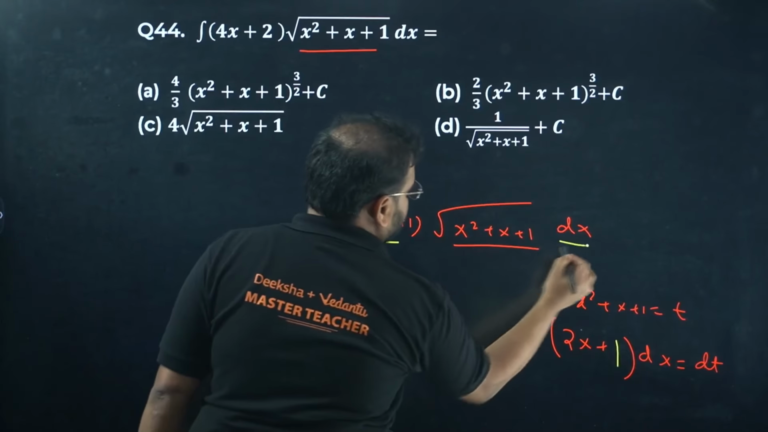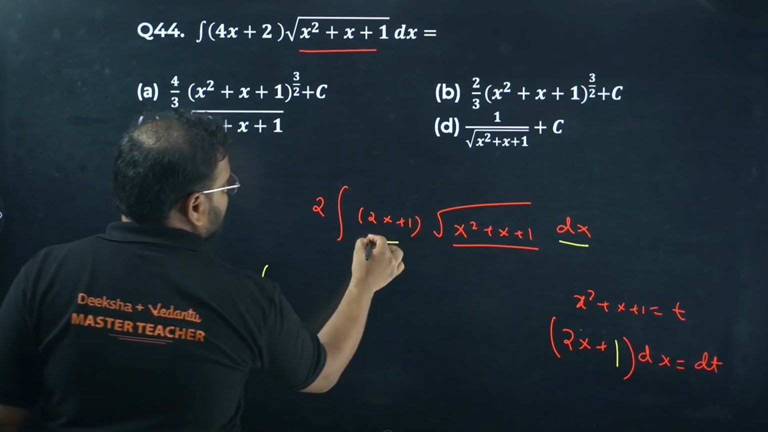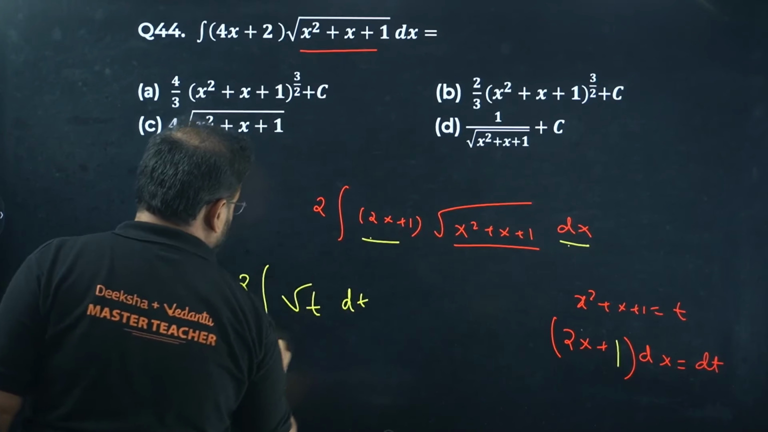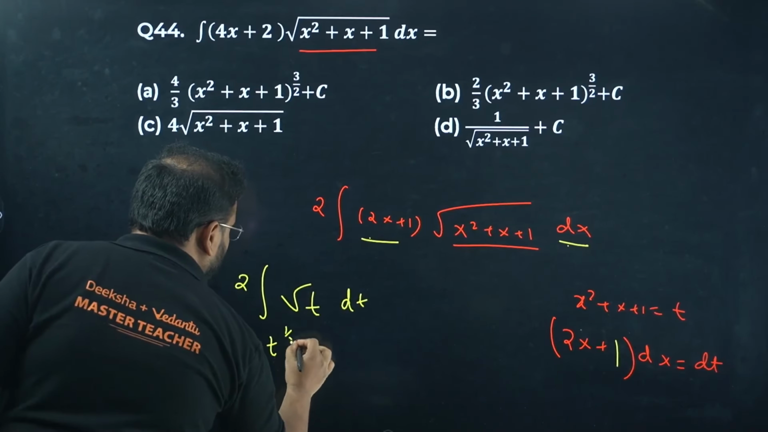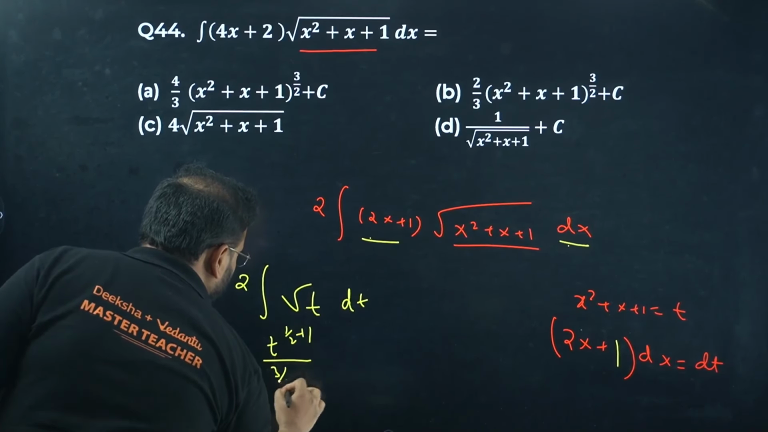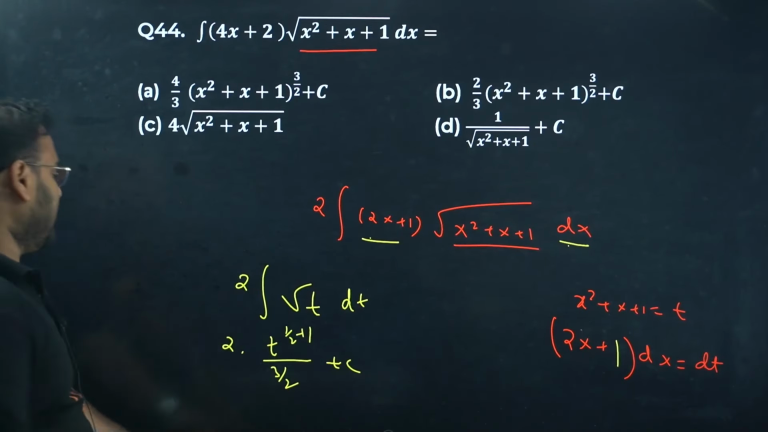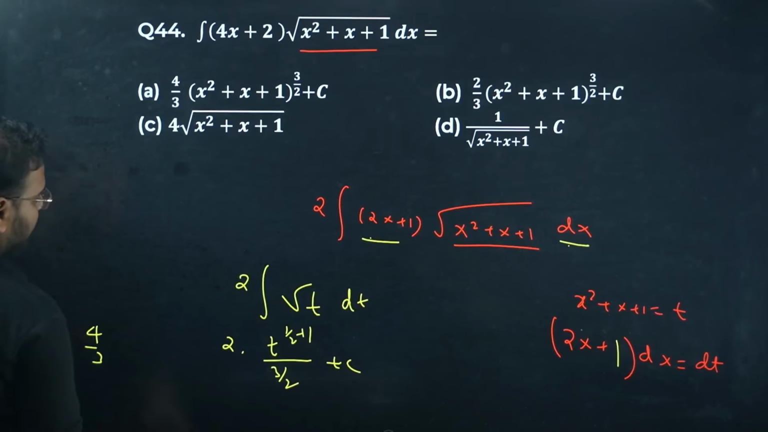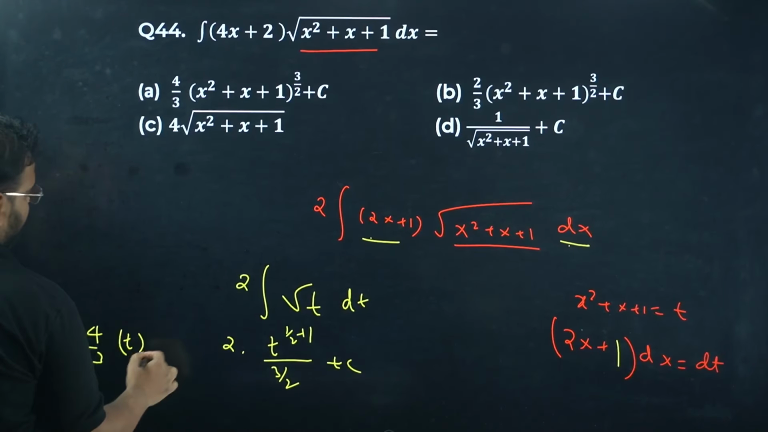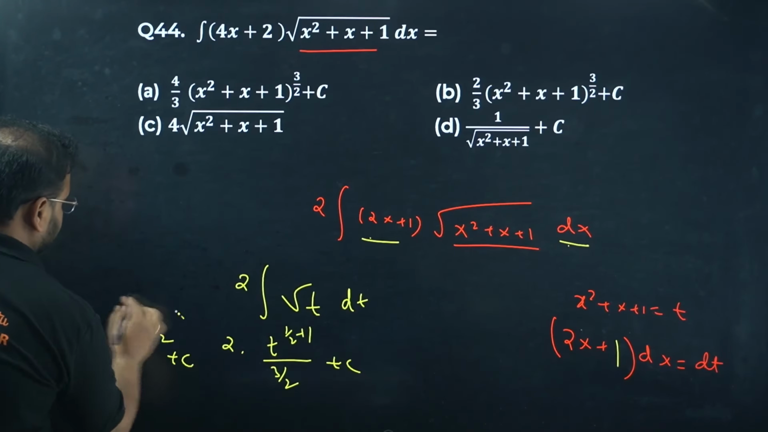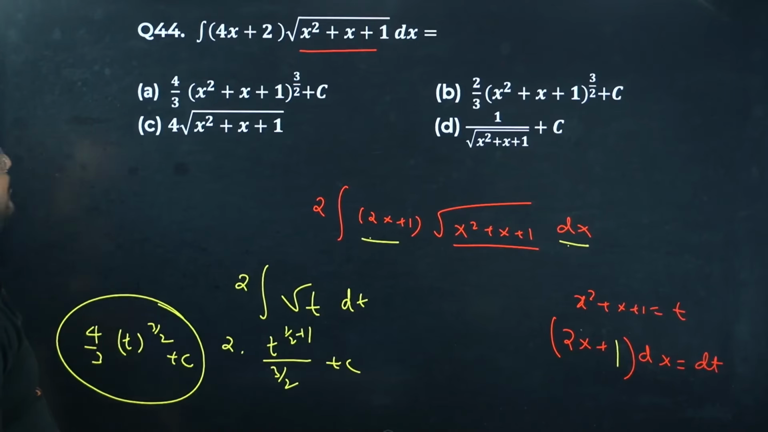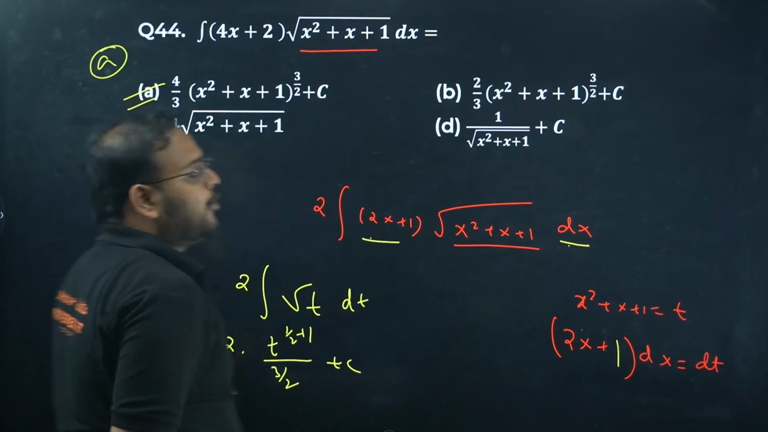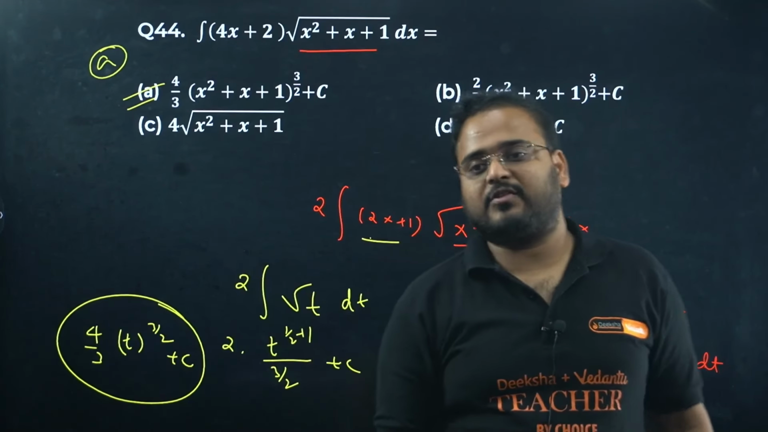2x plus 1 dx, 2 is outside. This becomes dt, and this will become root t. What is the answer? T power 1 by 2 plus 1, which is nothing but 3 by 2, plus c. 2 will go up, it will become 4 by 3 times t power 3 by 2 plus c. T is x square plus x plus 1. Answer is A, 4 by 3 times x square plus x plus 1 power 3 by 2.